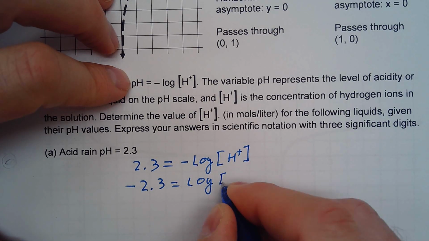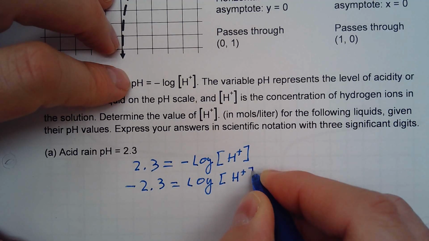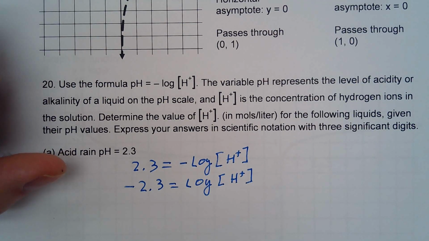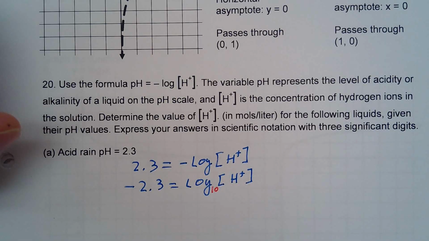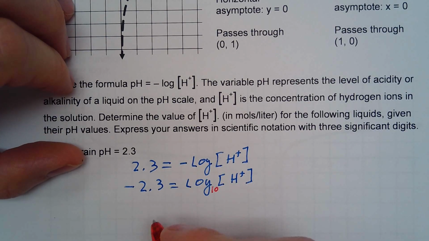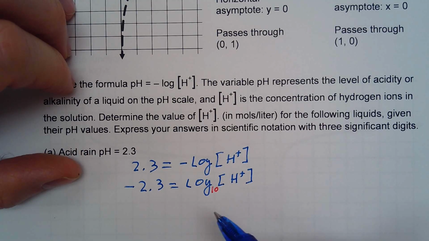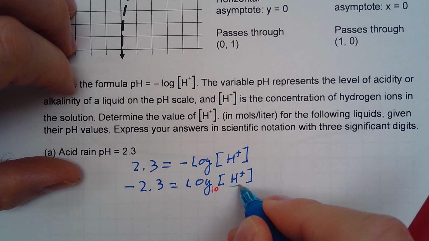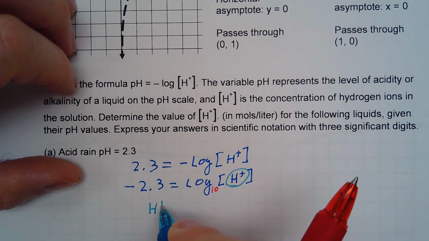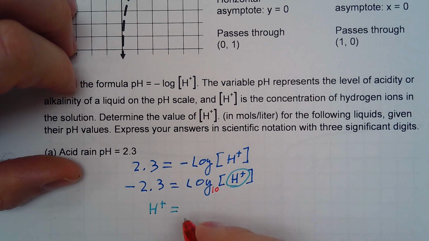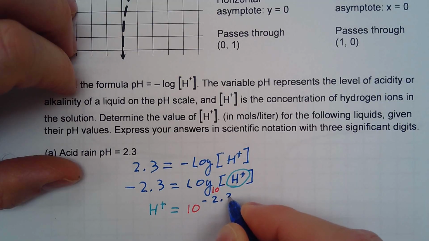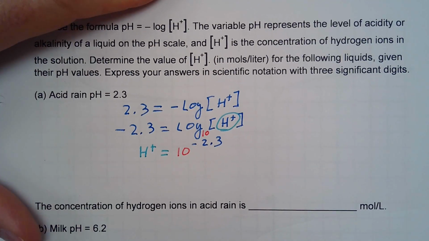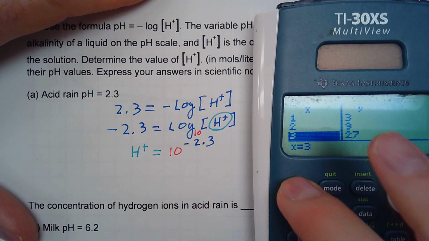And remember, since there's no base written here, we're using the common log, so my base is 10. So you may just want to write the 10 in there just to remind yourself. So that's my base. So my argument, which is H positive, equals my base 10 to the exponent -2.3. So I just need to evaluate that on my calculator.